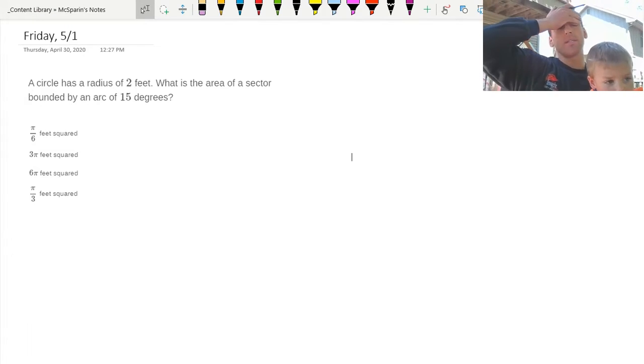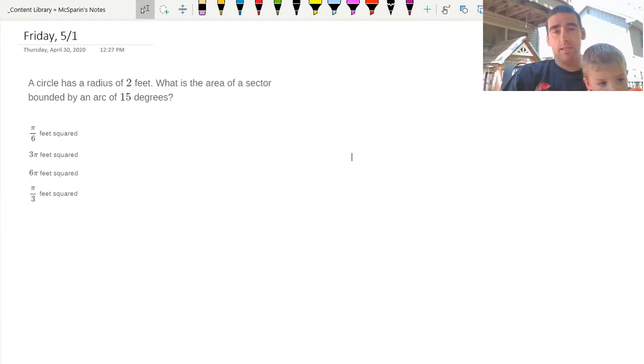Okay, so yesterday, you guys learned about arc length. Now, you definitely need more practice with arc length, but I want to real quick show you one of the area of a sector problems, and then you'll have seen everything.